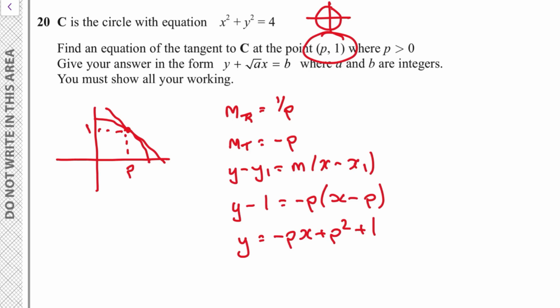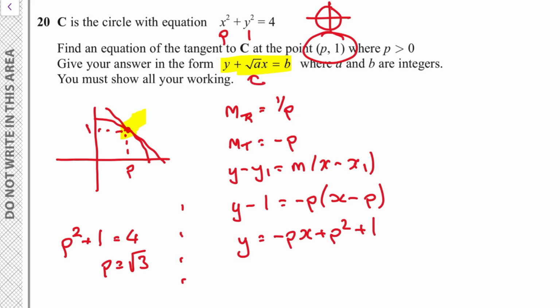Problem is, this doesn't look anything like the thing that I need. So what am I missing? Well, the thing that I'm missing is P, 1 must lie on the circle, which means if I put P into here and 1 into here, that must give me 4. So I've now got another equation, haven't I? So I can also say that P squared plus 1 squared, just 1, is equal to 4, which means P equals 4 minus 1 square rooted, which is root 3.